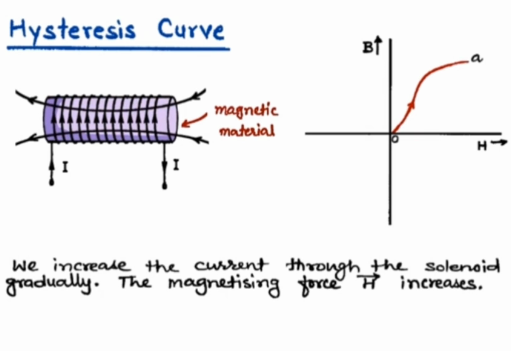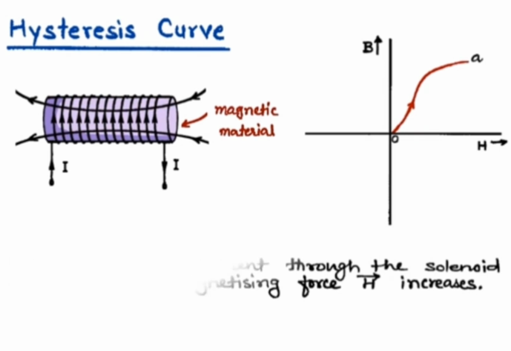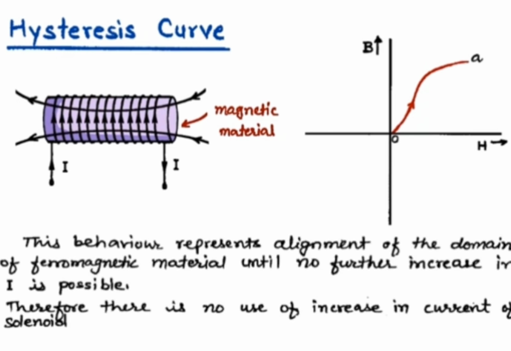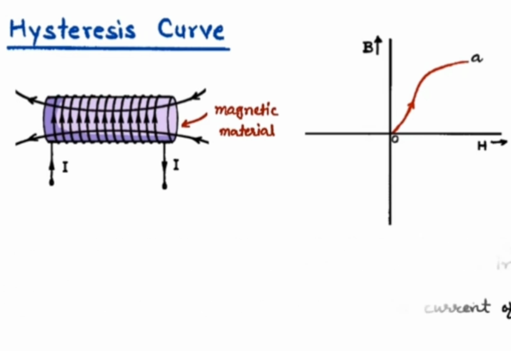There is saturation in the domains. So this behavior represents alignment of the domains of the ferromagnetic material until no further increase in B is possible. Therefore, there is no use in increasing the current.